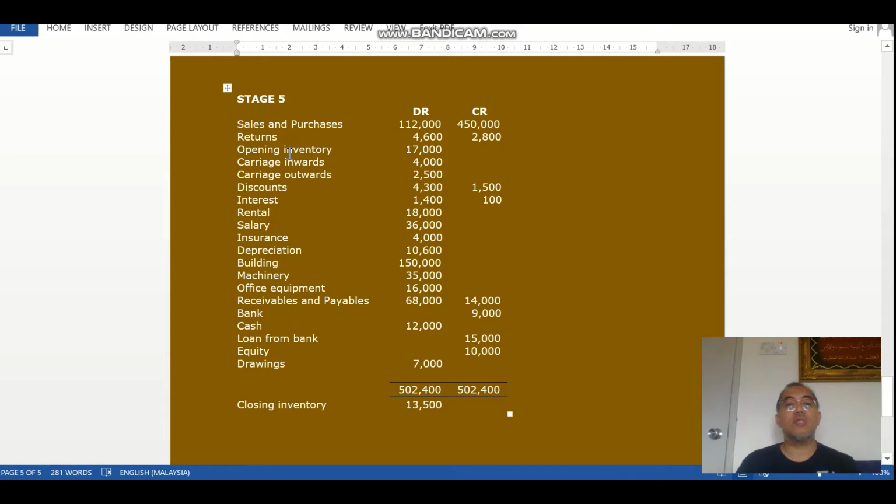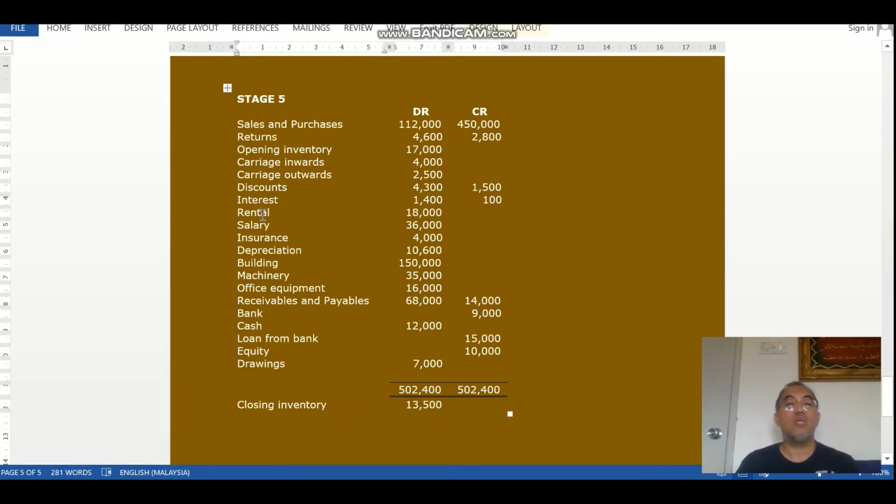You can see opening inventory, carriage inward, carriage outward, and discounts, one line. So we know that one is discount allowed and another one is discount received. Discount allowed is an expense and discount received is a revenue. And revenue, just like your sales, should always be at the credit side. So 1005 is your other income or revenue. Interest I put in the same line as well, so one should be an expense, so the debit side will be the expense and the other will be the revenue.